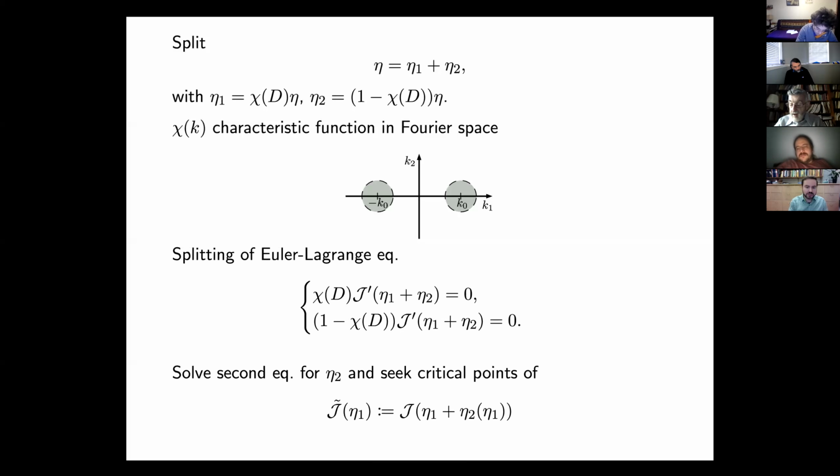And so this part is actually easy to solve because we're far away from criticality. So you can use an implicit function argument to solve that part. Then you solve eta 2 for eta 1 and plug that into the first equation. And then the reduced problem turns out again to be variational and correspond to this variational functional.